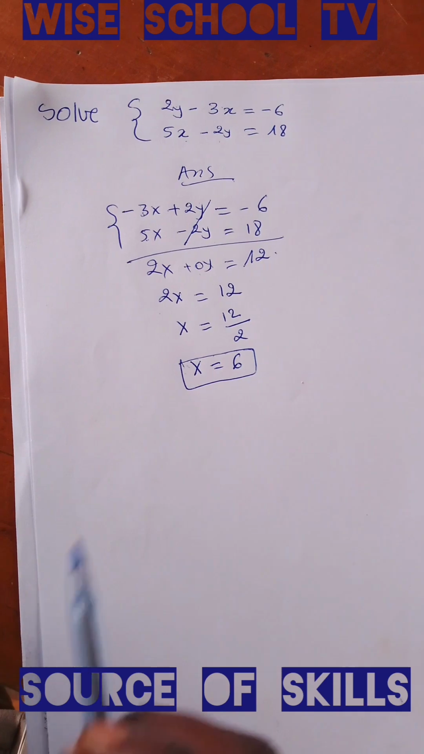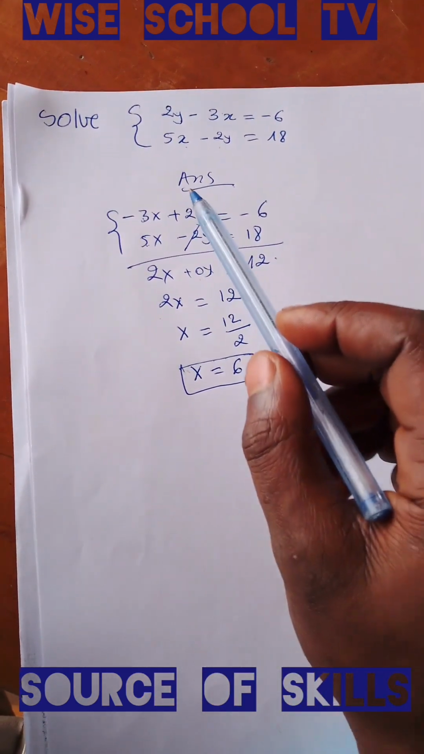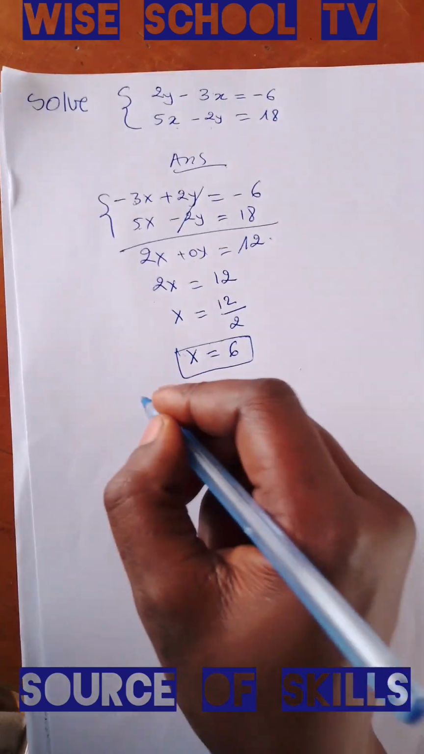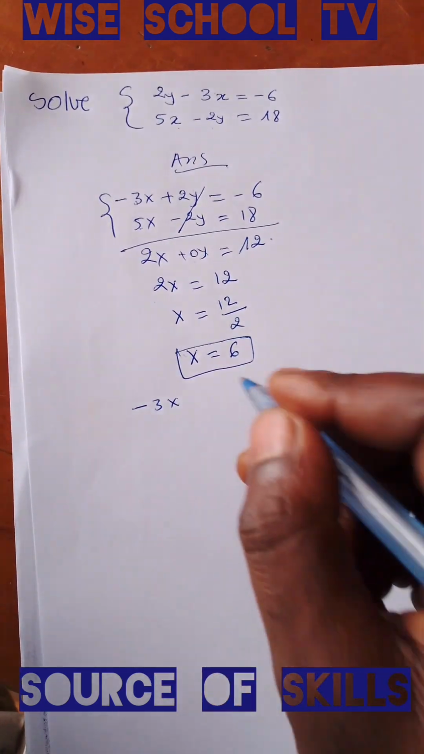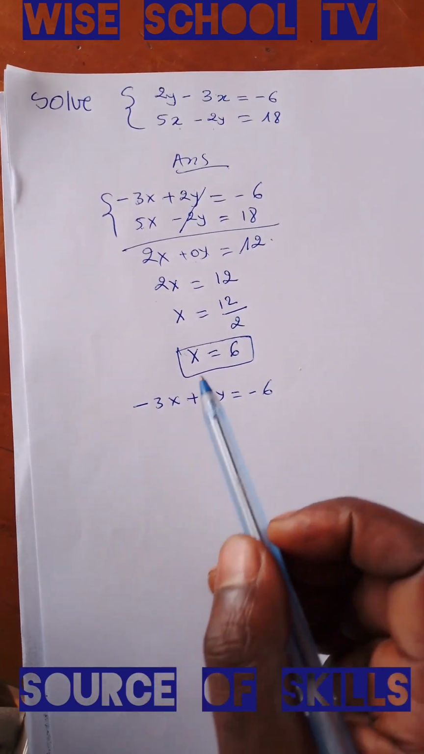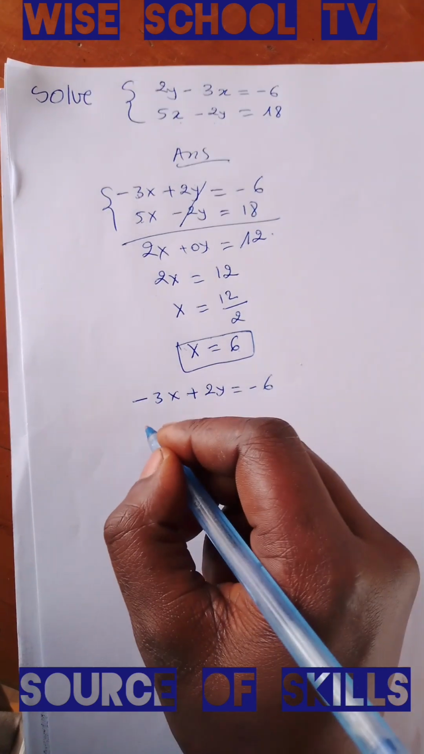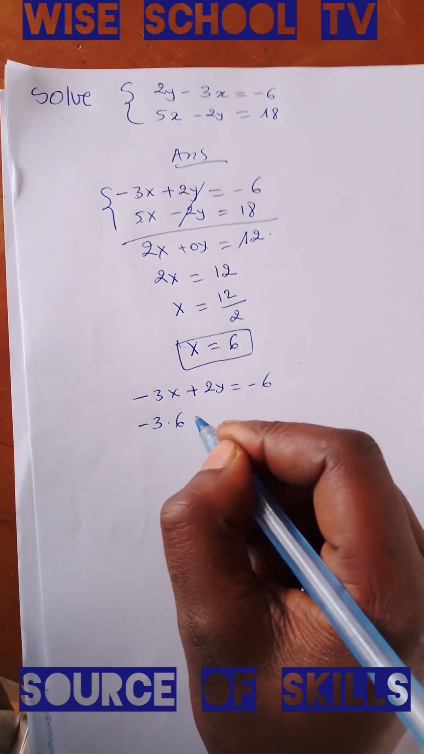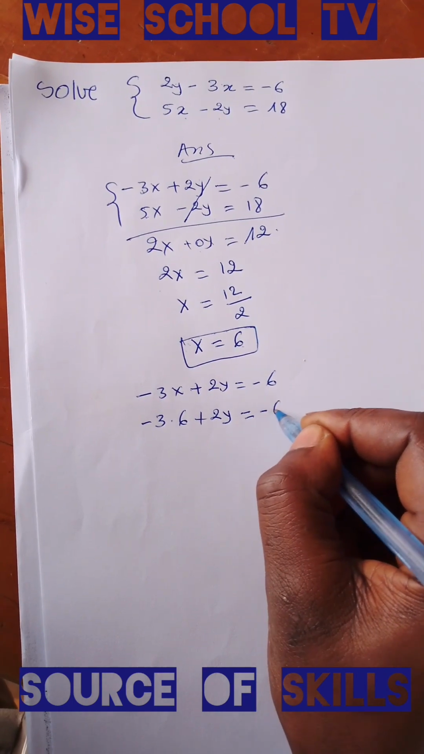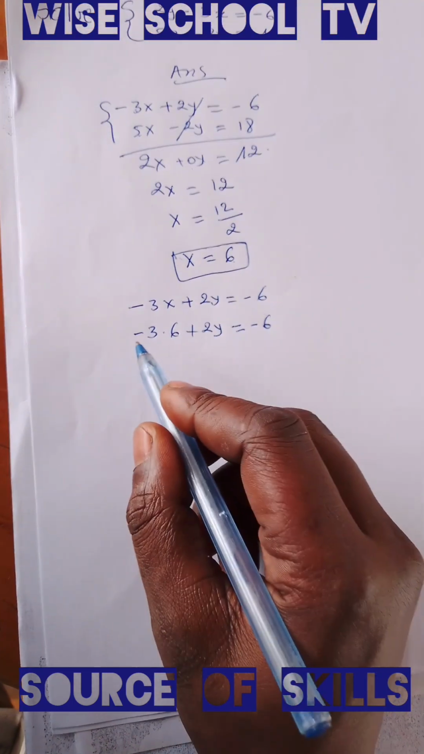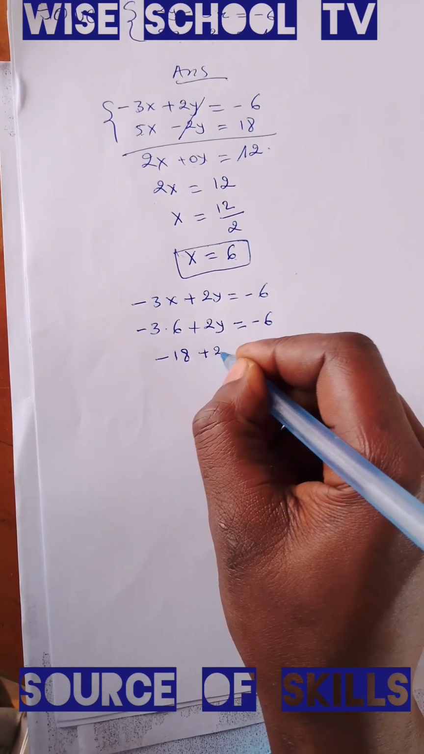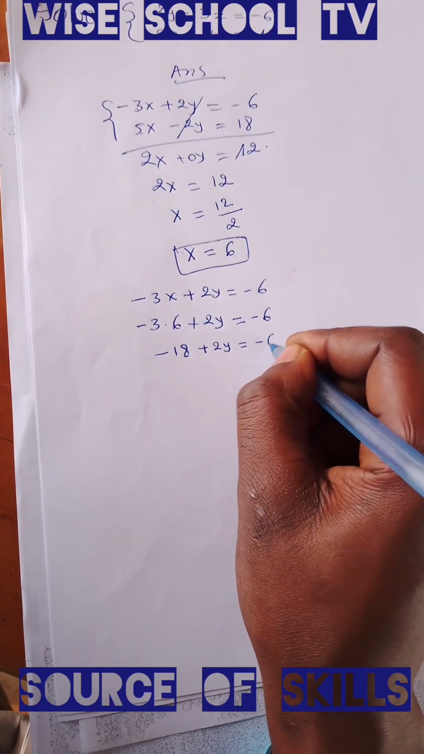How do we find y? To find y, we take this x and replace it in one of these equations. For example, we can replace it in that equation, where we have minus 3x plus 2y equals minus 6. The value of x is equal to 6, so this is minus 3 times 6 plus 2y equals minus 6. Minus 3 times 6 is minus 18, plus 2y equals minus 6.